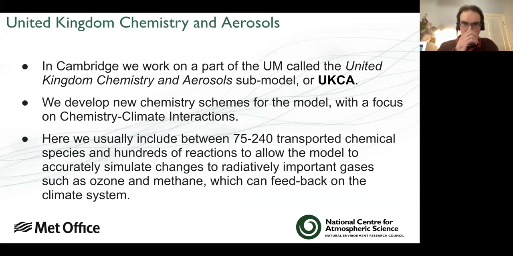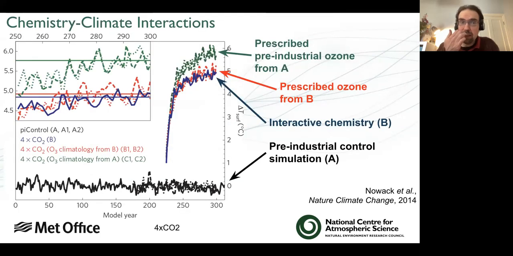And what we do in Cambridge, which is where I'm based, we work on a part of the model called UKCA, which you've all been using for the past week, and we develop new schemes. So Scott gave an excellent talk yesterday on how a new scheme was developed and implemented in the model. We're interested in chemistry climate interactions. We usually include between 75 species, which are in StratTrop that you've been using, to the 240 transported species that Scott was talking about yesterday. There'll be hundreds of reactions, and we need to accurately simulate the changes to these gases, because we want to think about their impacts back on the main model through radiative feedbacks. And it's quite important to get these gases correct.